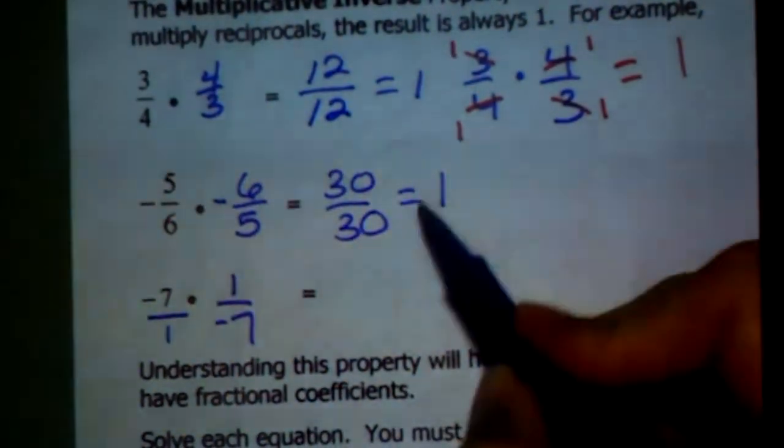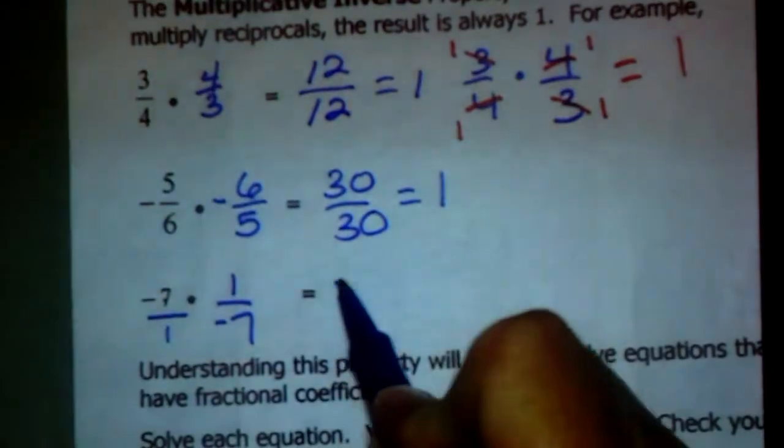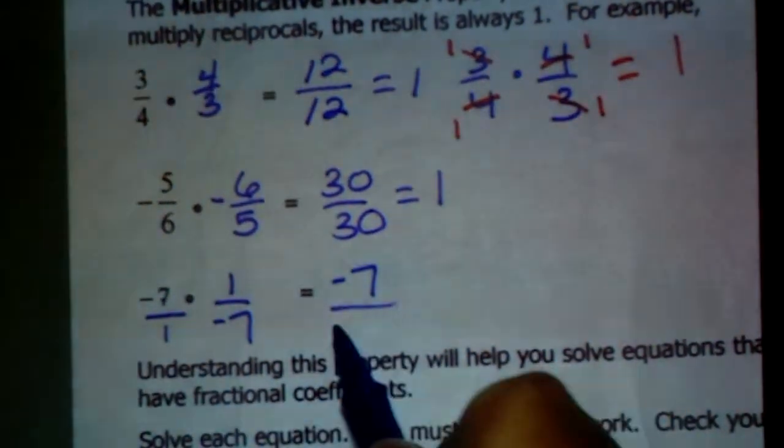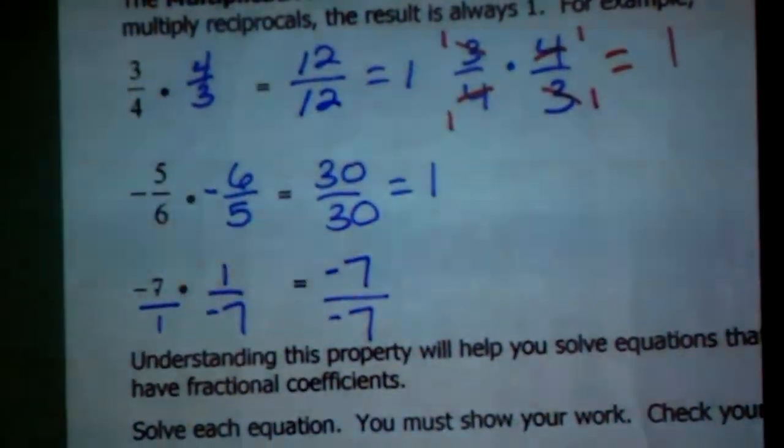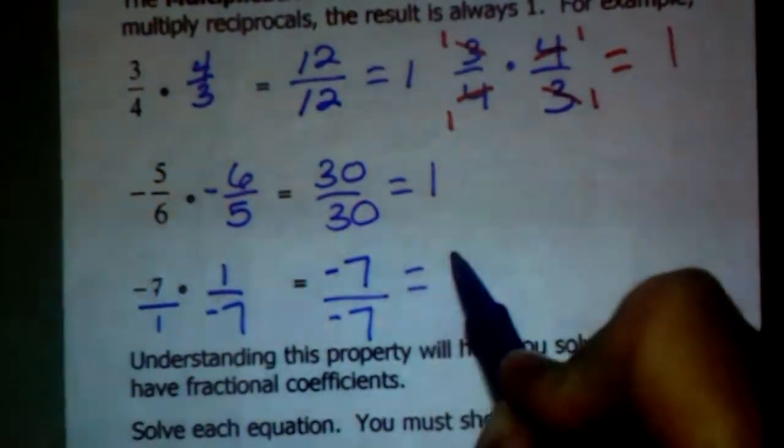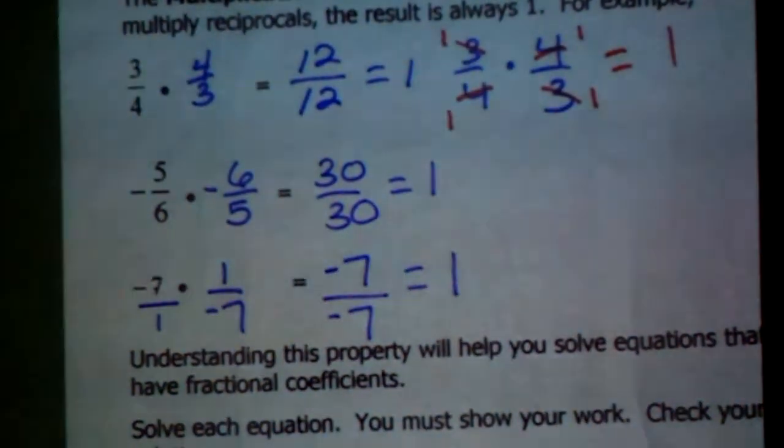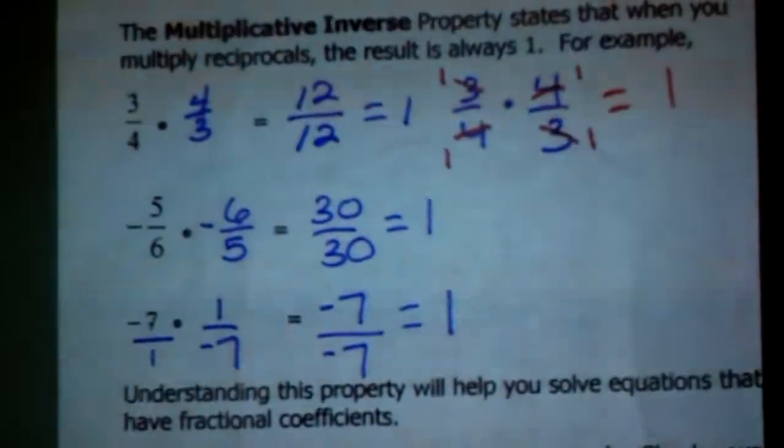Multiply straight across the top. I get 7 times negative 1 is negative 7. 1 times negative 7 is another negative 7. I have a number divided by itself, which always equals 1. So that was so fun. You might be wondering, well, that's awesome. I could do a million of those.